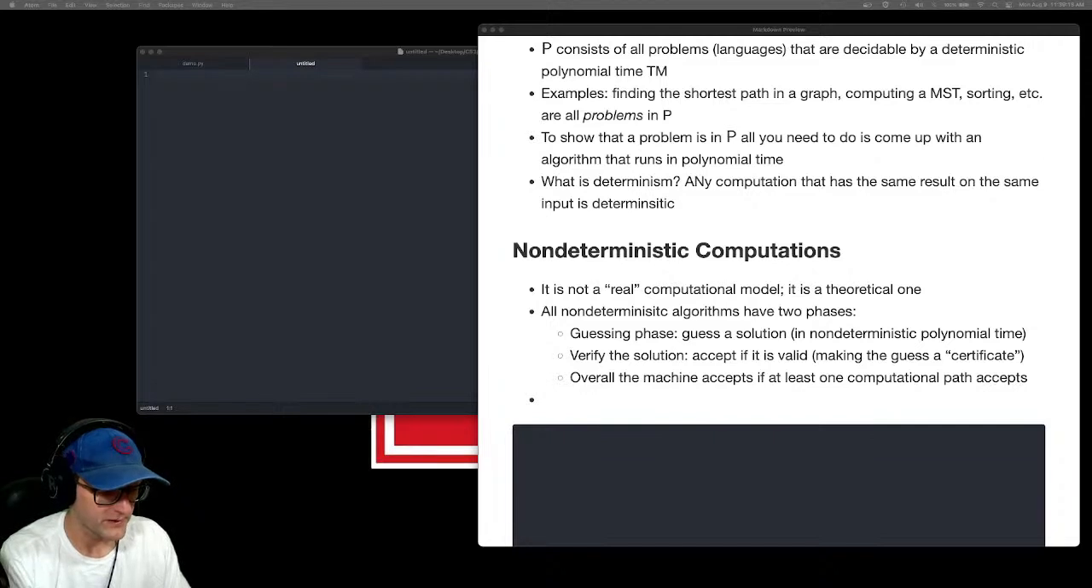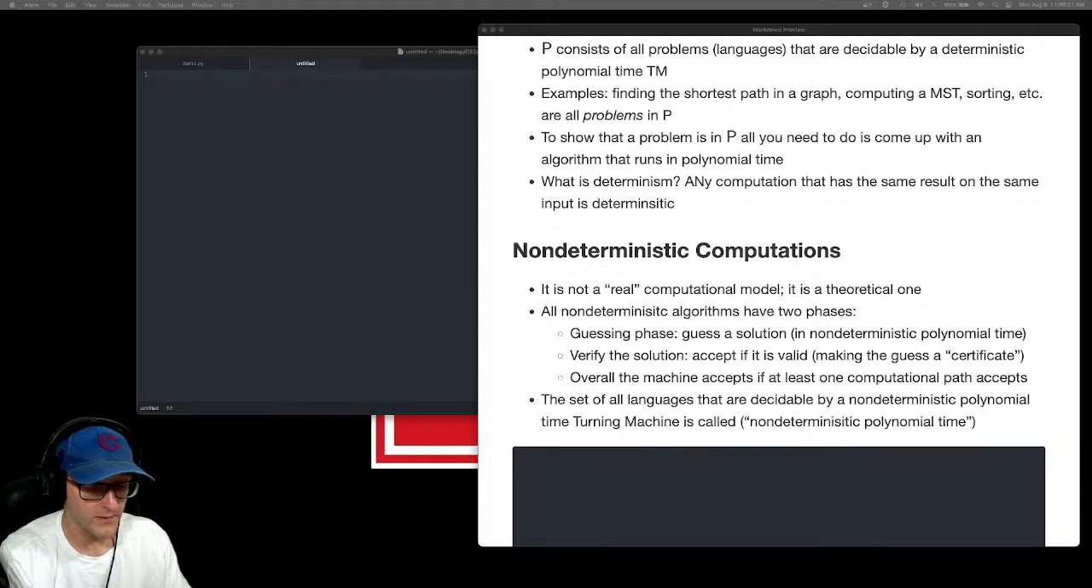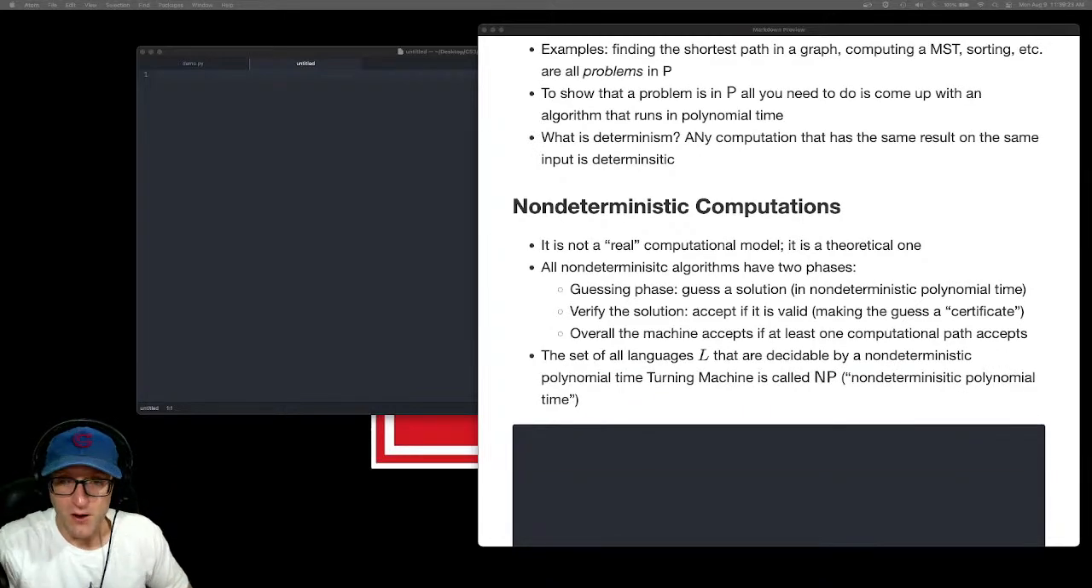So let's see. Here, I'll just cut and paste this since we're good on time. There. The set of all languages L that are decidable by a non-deterministic polynomial time Turing machine is called NP. And it doesn't stand for non-polynomial. That's a very, very common mistake. So don't feel down on yourself if you've thought that before or you made that interpretation.